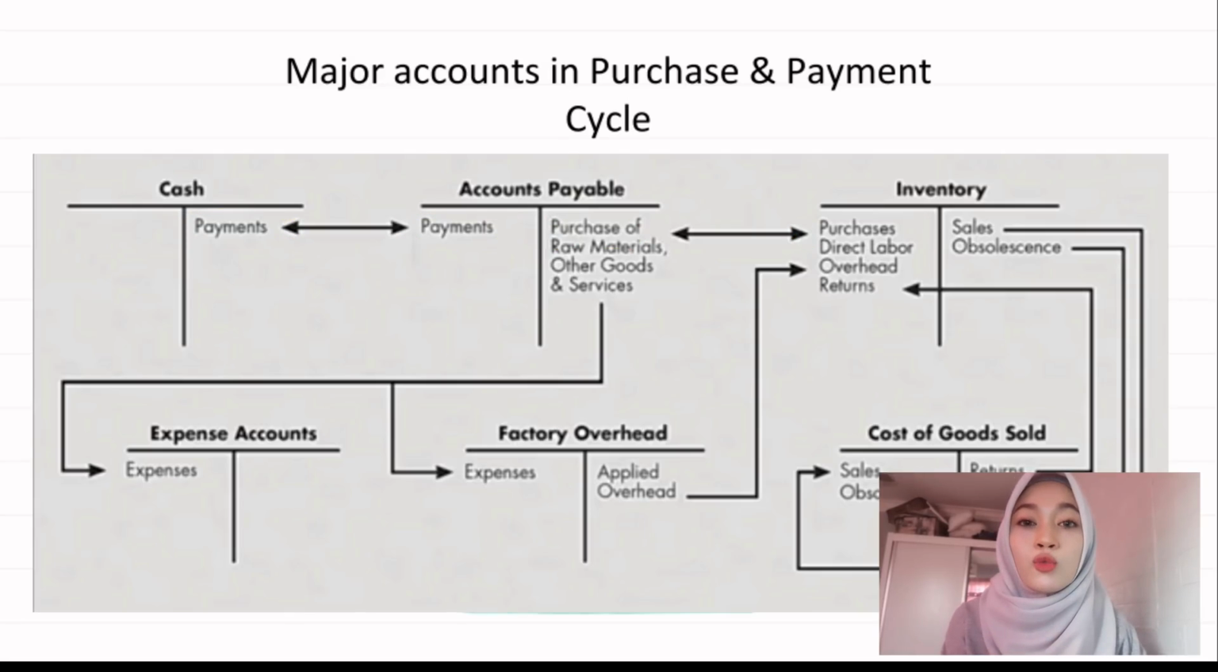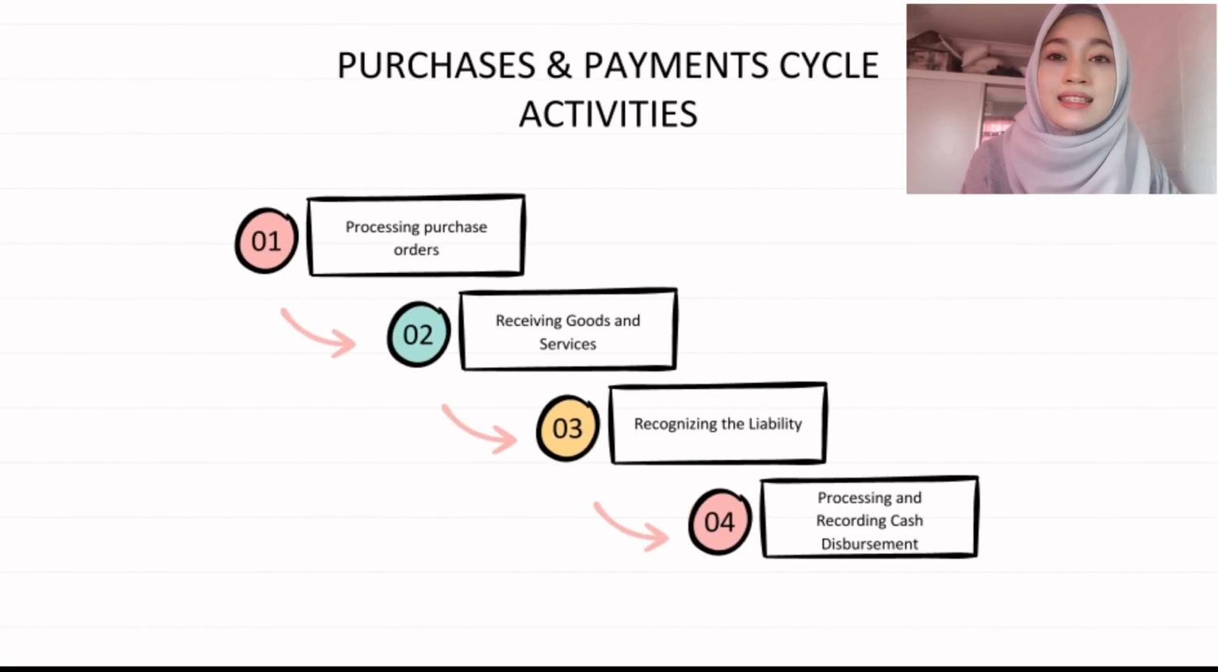Tapi ni depends. If we are in a manufacturing inventory situation or a merchandising inventory situation, we may have accounts such as factory overhead, we may have cost of goods sold, and obviously we're going to have expense accounts as these goods are actually sold. So next slide, this is the purchase and payment cycle activities.